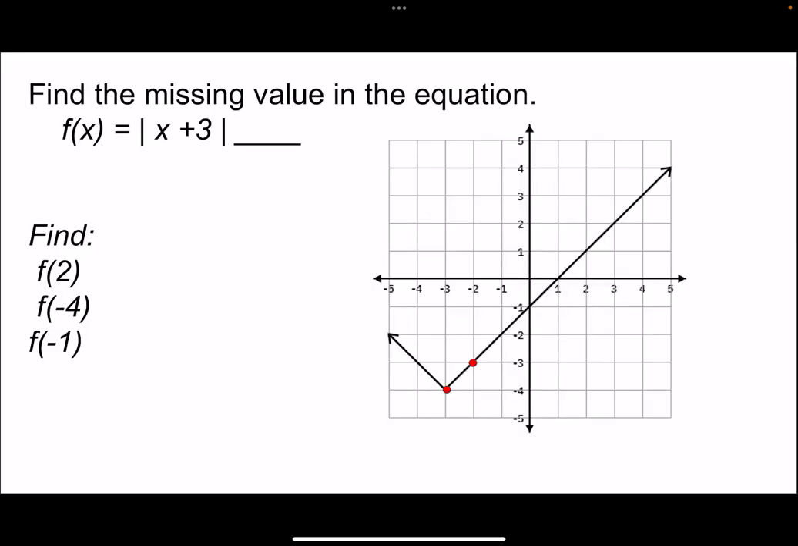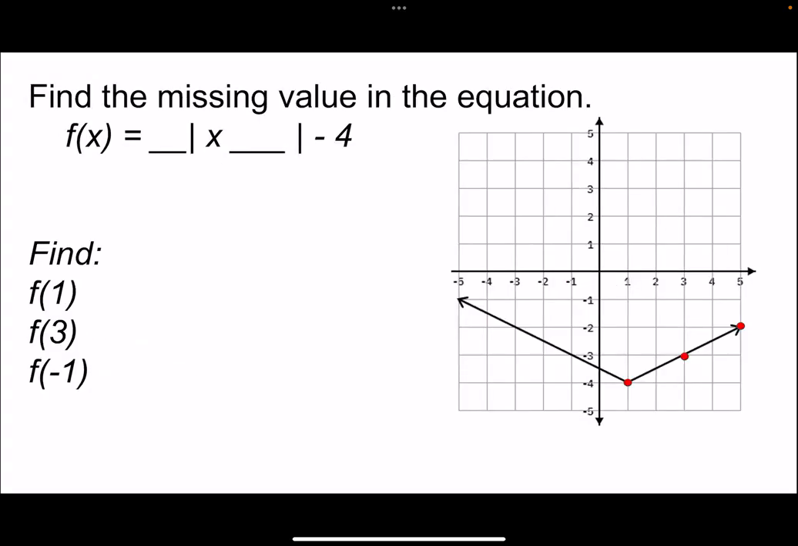So let's go look at this one. The vertex is at -3, -4. The slope is still 1, up 1 over 1. So this is going to be x plus 3 minus 4. Checking out our values. F of 2 is 1. F of -4 is -3. F of -1 is -2. So that's all you have to do on those.